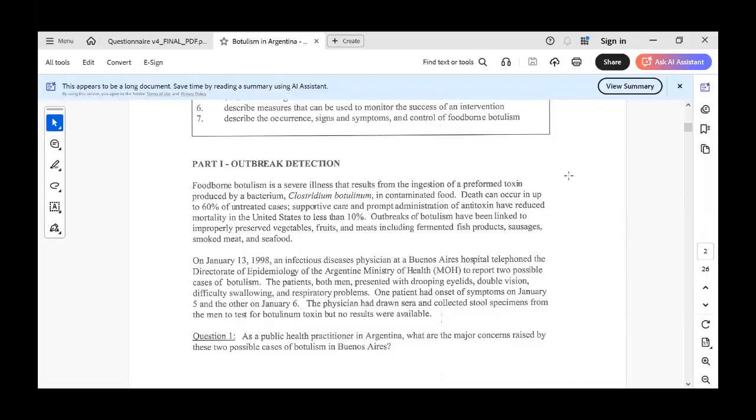So you received a report on 2 possible cases of botulism, a serious illness. We said that you can have death in up to 60% of cases if untreated. And the treatment is prompt administration of antitoxin, similar to tetanus. So as a public health practitioner, what are the major concerns raised by these 2 possible cases? Are you concerned?